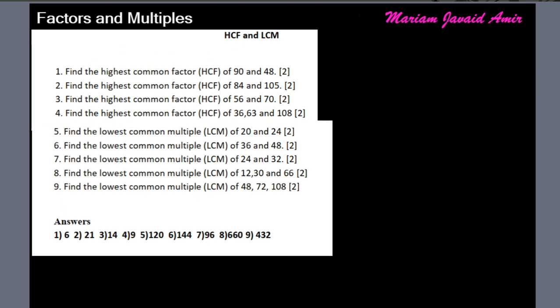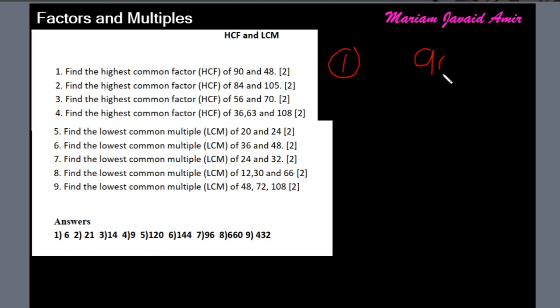Okay, next we need to know how to find LCM and HCF. So there are multiple methods discussed by different teachers. So usually I do it with my class using the factorization method. Okay, so let's see question number 1, which says find the highest common factor of 90 and 48.